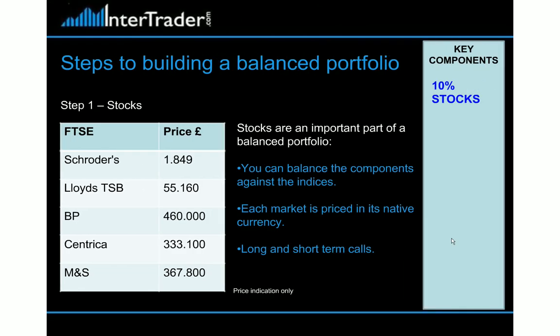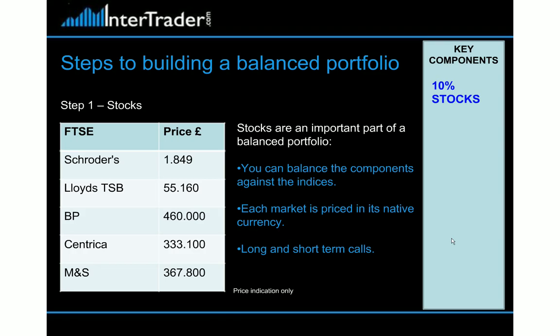So the real steps to building a balanced portfolio, for me, are this. The key components: you generally have 10% of stocks. So individual stocks that make up the indices. If you take the FTSE, for instance, the FTSE is made up of different sectors of shares: banking shares, energy shares, retail. So think about what constitutes the indices that it measures.